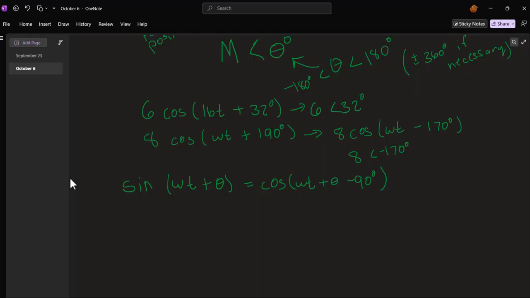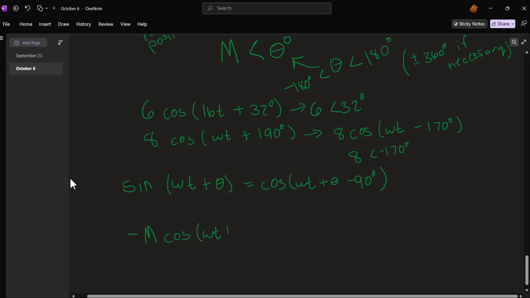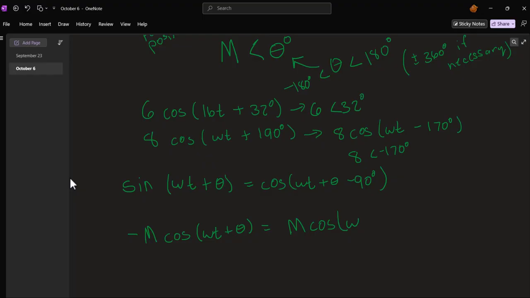And then the next thing that you can do, you always want your amplitude to be positive. So if I had negative M cosine omega t plus theta, that equals M cosine omega t plus theta plus or minus 180 degrees. So if I need to turn it to a positive, I can either add or subtract 180 degrees, and that'll make it positive.